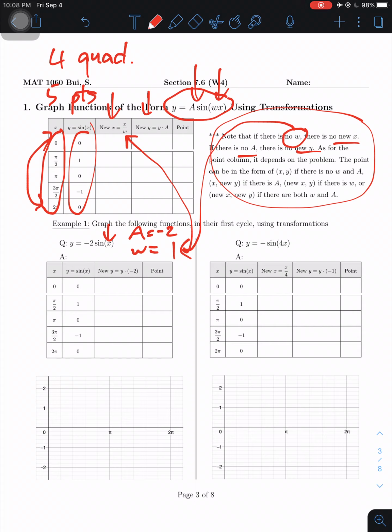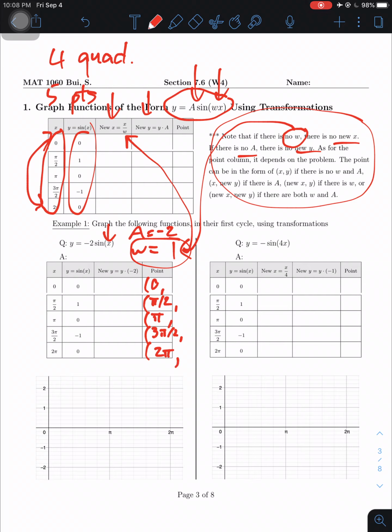Okay, so for my example, my w is 1. That's why my new x and my old x are the same thing, right? So as the point part, I'm gonna rewrite all the x's because I know that they are the same thing. So I have 0 in here, and then pi over 2, and then pi, and then 3 pi over 2, and lastly I have 2 pi.